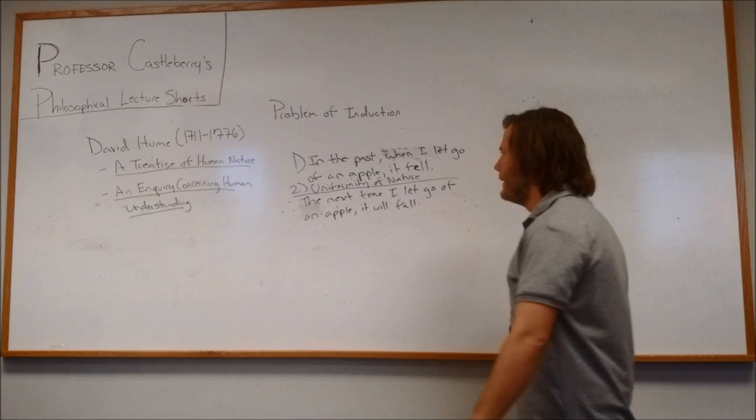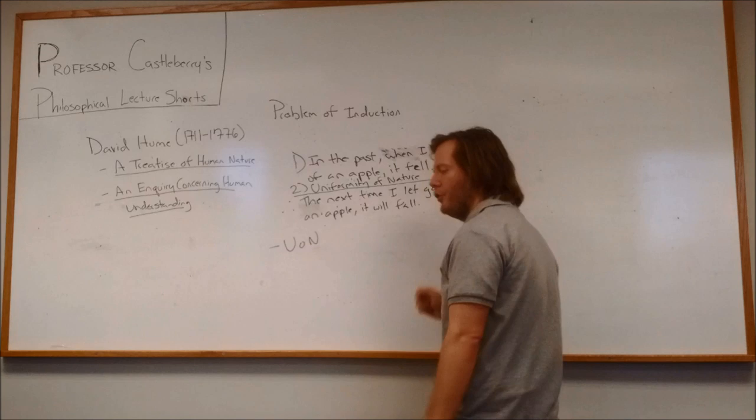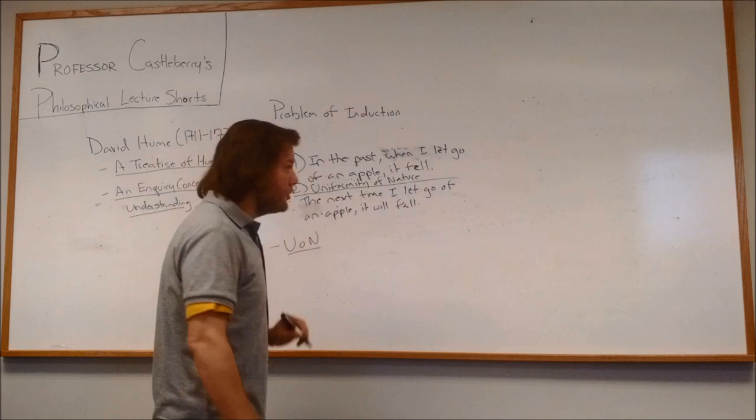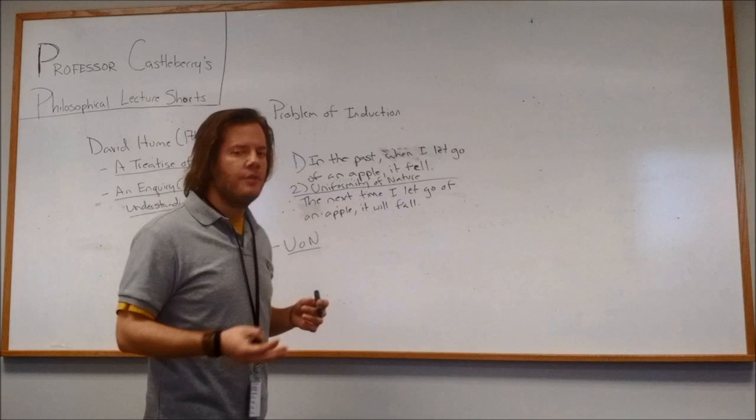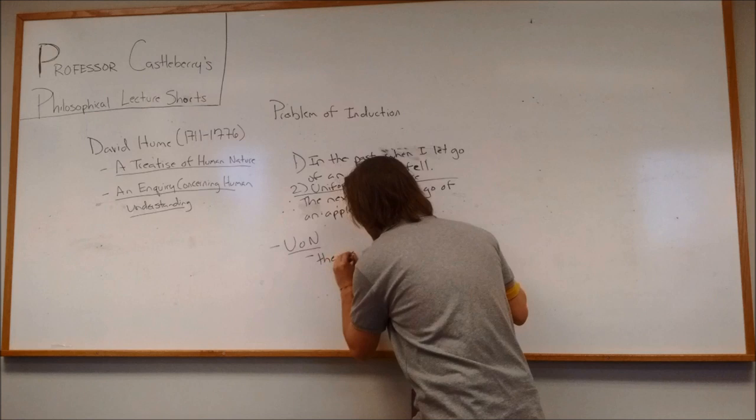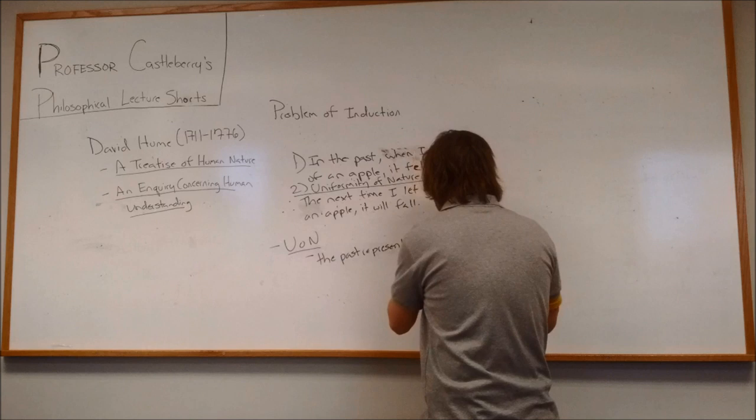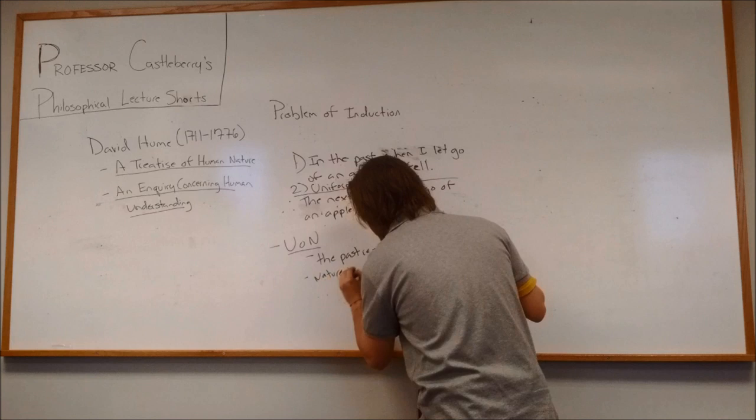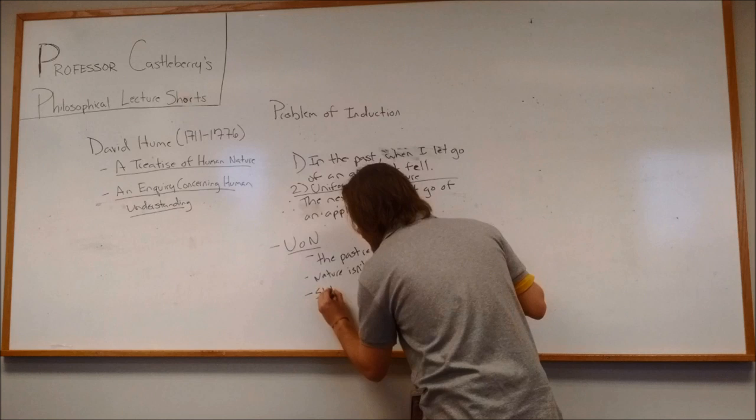All right? Now, what is this uniformity of nature? So we will put it down here as the principle of uniformity of nature, UON, okay? Basically, it's the claim that nature is uniform, that nature is not freaky, that what happens in the past will continue to happen in the future, okay? We could say maybe something like the past represents the future, okay? Or we could say nature isn't freaky, it's stable, okay? There's many ways to think about it, but basically it's this.